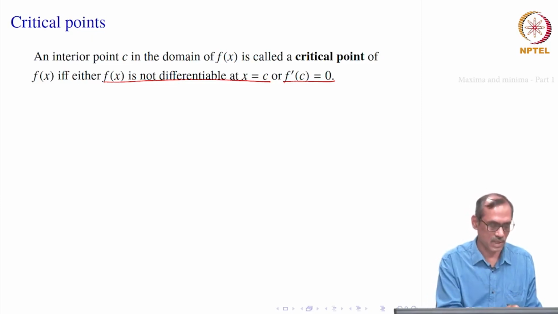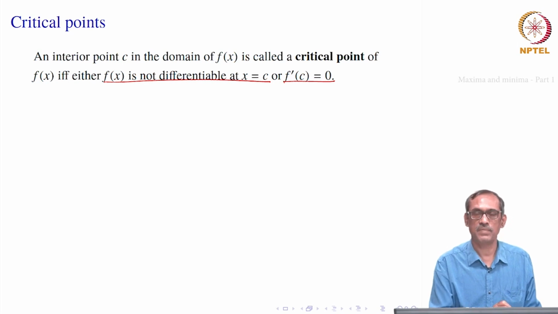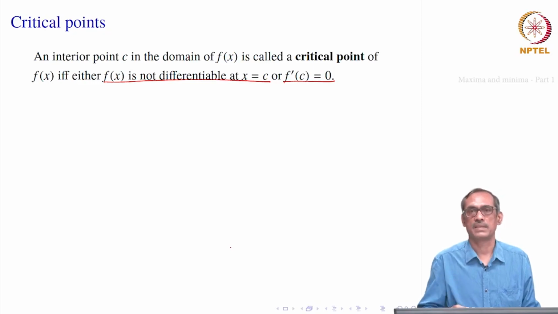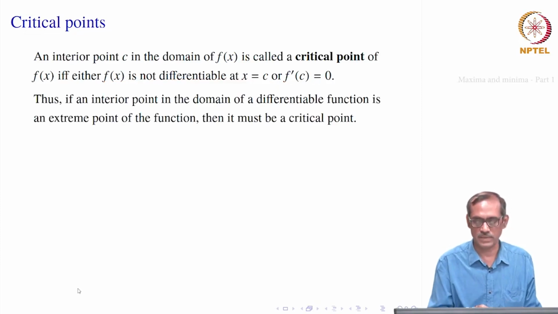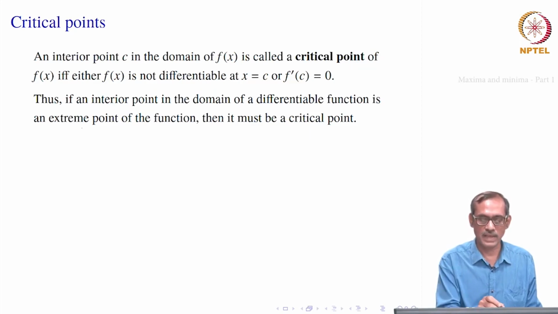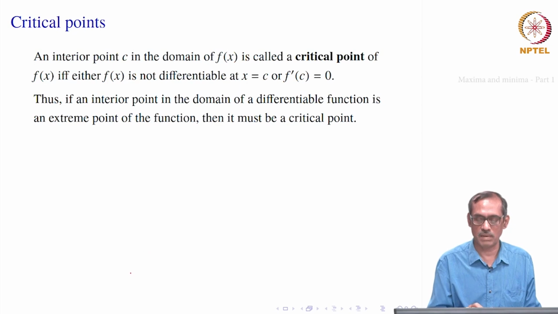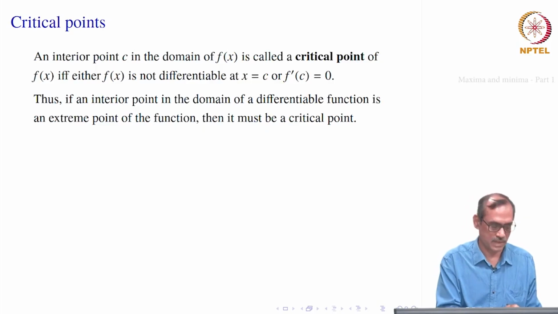So, what our earlier theorem says is that if f of x has a point of extremum at some interior point c, then c must be a critical point, right, because if it is differentiable f prime c equal to 0, if it is not differentiable, it is a critical point. So, anyway it is a critical point. That is what our earlier theorem now says, that if an interior point in the domain of a differentiable function is an extreme point of the function, then it must be a critical point. If it is not differentiable at that point, then also it is a critical point.